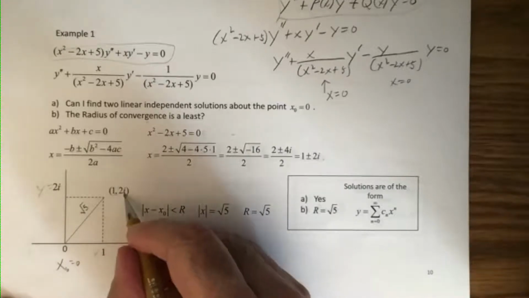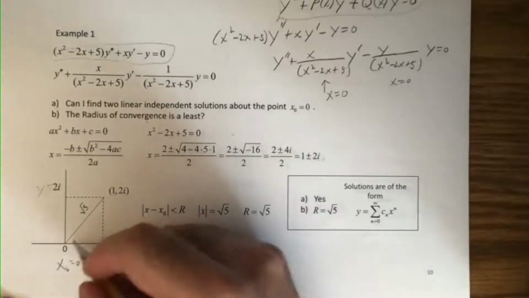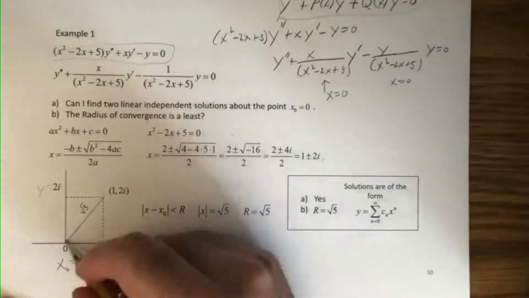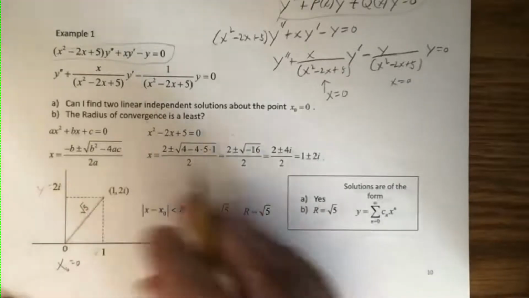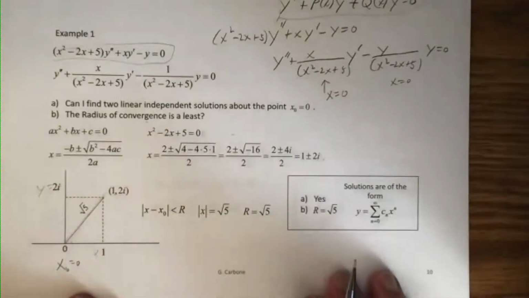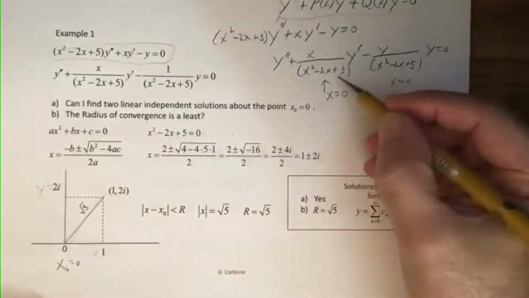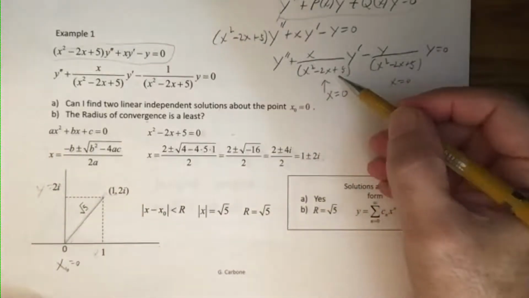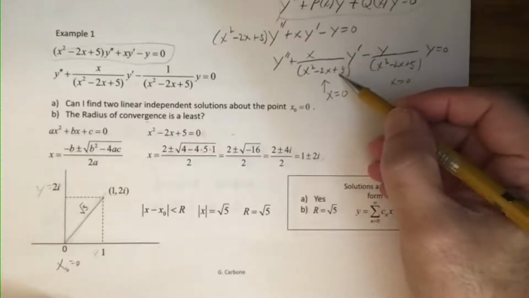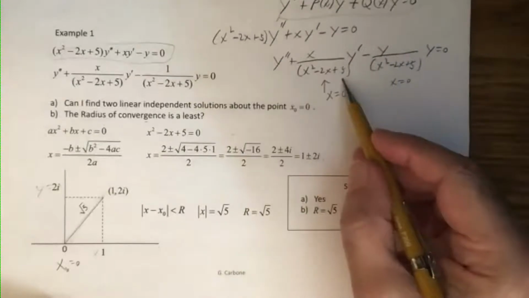This point's 1 comma 2i, all right? So this distance is the square root of 5. See, that's all we're doing. It looks more complicated than what it is. It sounds a lot more complicated than what it is. But all we're doing, once again, is finding the nearest singular point, and the singular point is going to be where this is equal to 0.